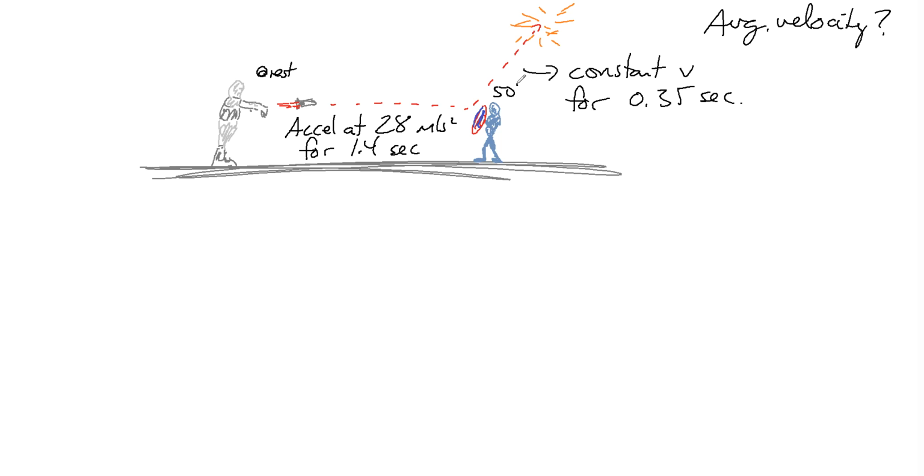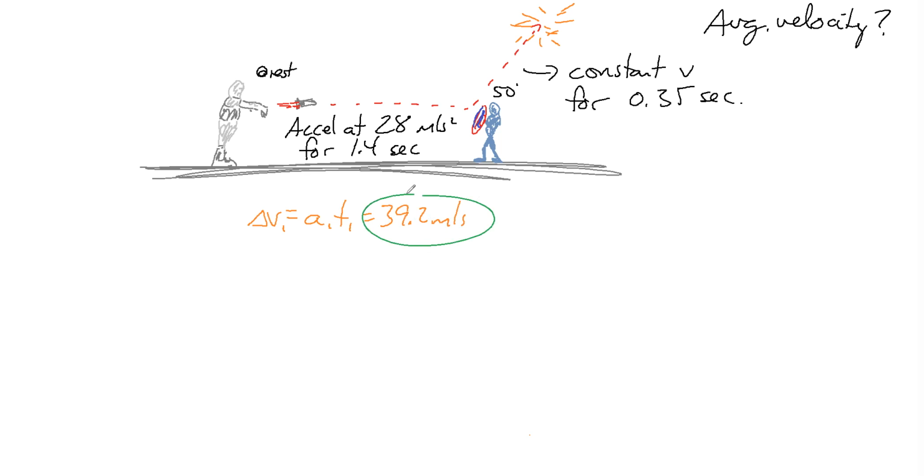So let's go to the beginning part. I've got acceleration and I've got time. So, of course, with acceleration and time, I can find the change in v for the first part. So I've got the 28 and I've got the 1.4. If I take 28 meters per second squared times 1.4 seconds, I get 39.2 meters per second.